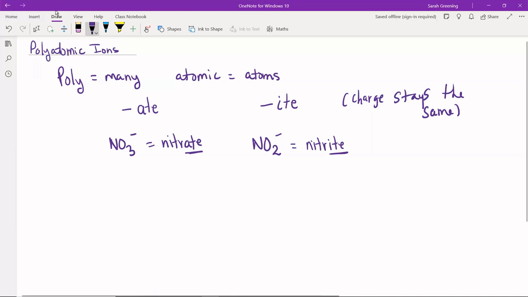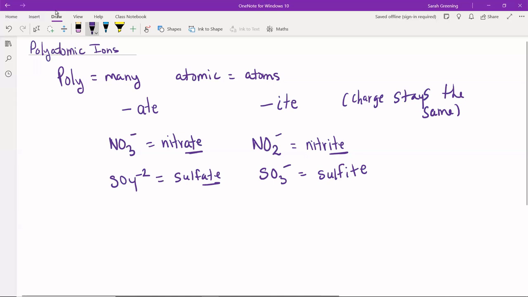There are other examples. For example, SO4 2 minus, this is known as sulfate, the ate ending. To figure out what the ite version of this would be, we simply need to know that there's going to be 1 less oxygen. So instead of 4 oxygens, we will have 3, and the charge will stay the same. So SO3 2 minus, this is known as sulfite.